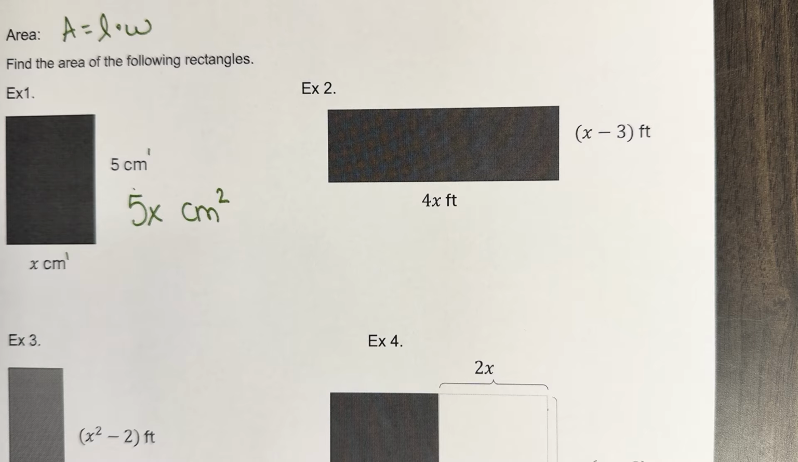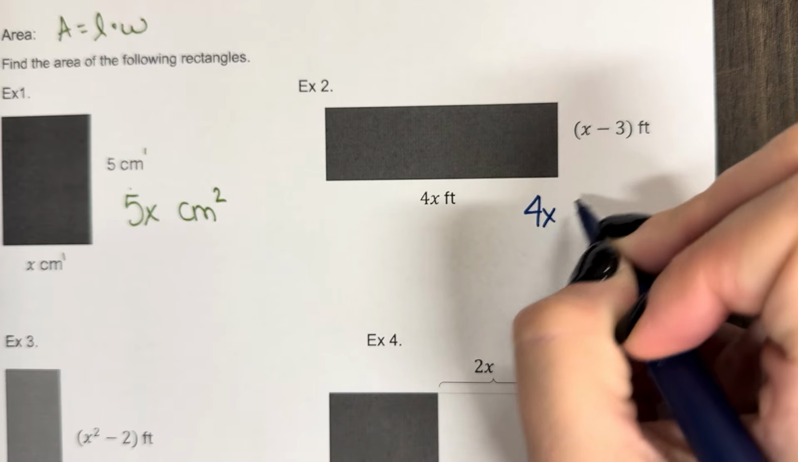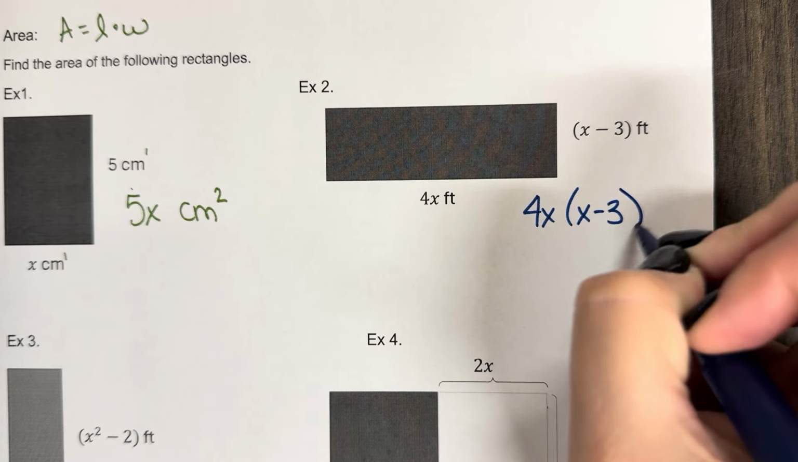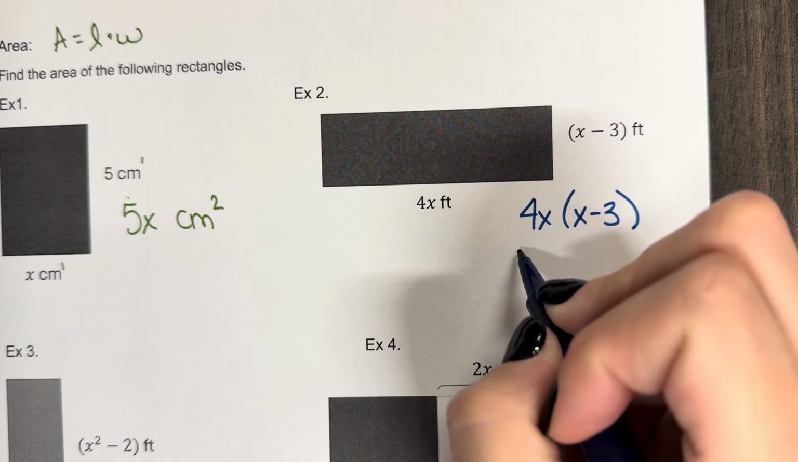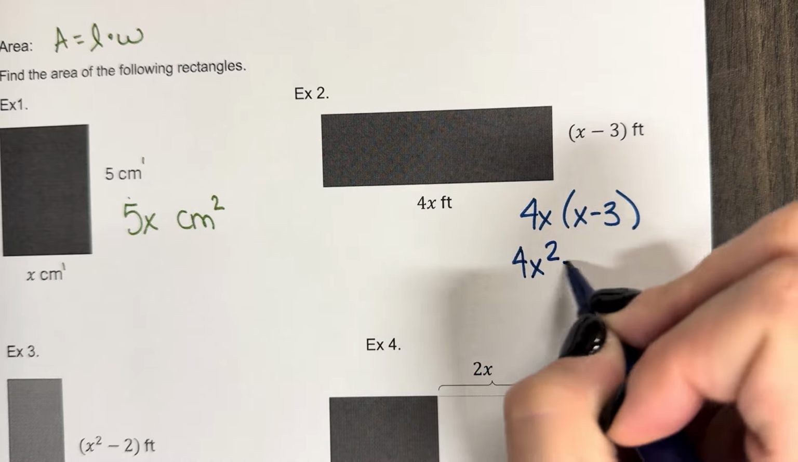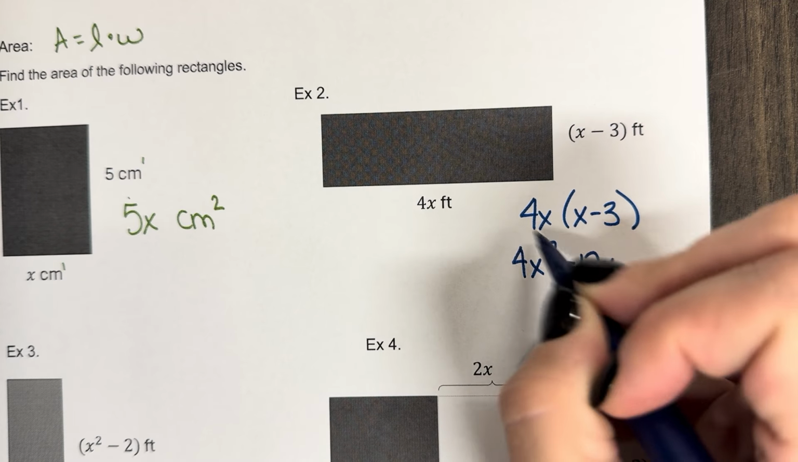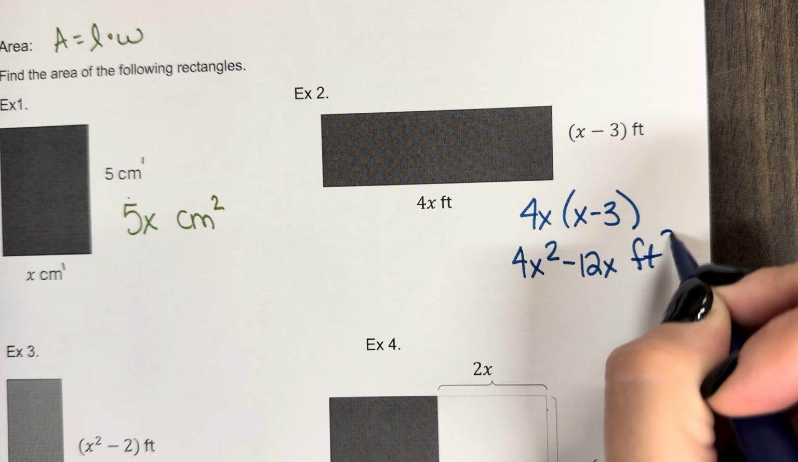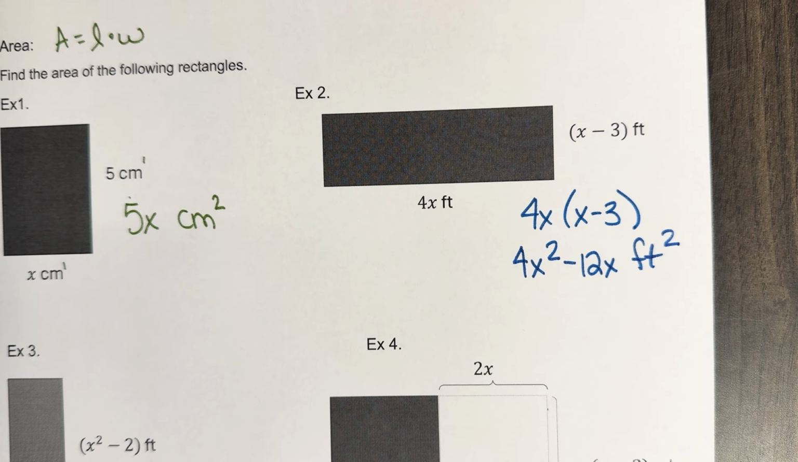Example 2. So if we are going to take our length times our width, right, I'm taking 4x times x minus 3. So I need to distribute. So I'll get a 4x squared minus a 12x, right? Don't forget that x goes with it. And this will be feet squared.